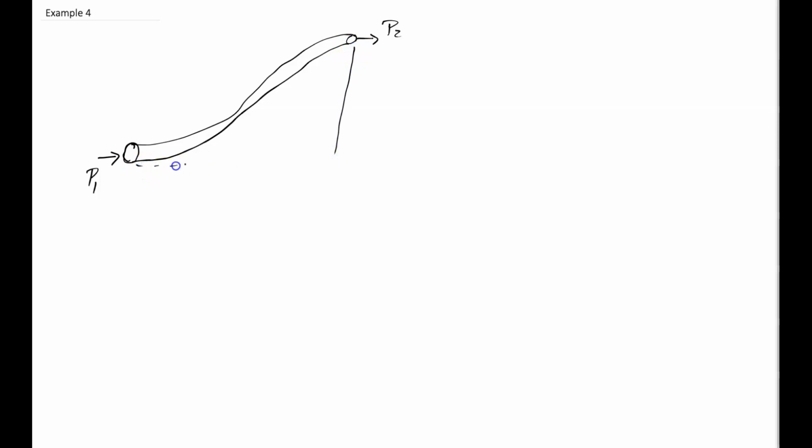For the last example, we have a situation where we have water coming in at some point, increasing in height and leaving at a different point. So we have P1 at this point, P2, and there's some kind of height difference between, say, this is Y1, this is Y2.